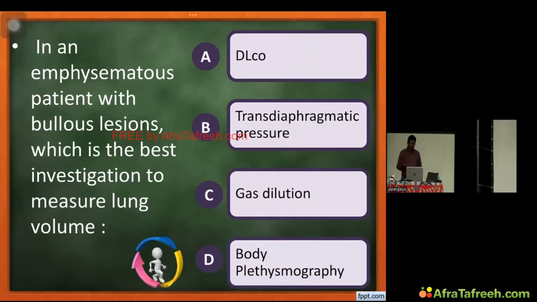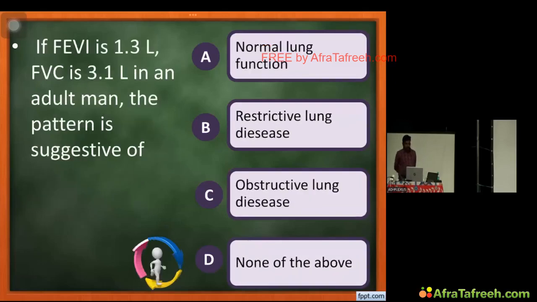Whether it is an emphysematous lung or a restrictive lung, you have to go for body plethysmography. Answer is body plethysmography. It should be obstructive lung disease.